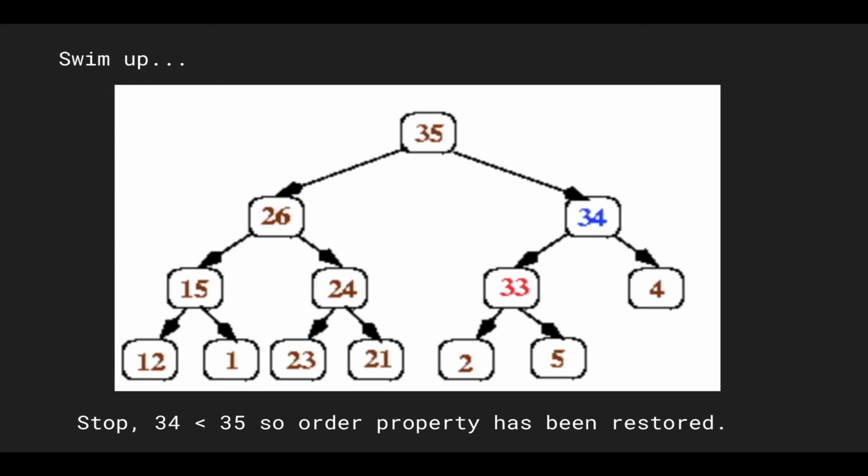So we swim up and we swap 34 with 33, and now we're good because 34 is not greater than 35, so our order invariant has been restored. So this is now keeping the first invariant and second invariant. It satisfies those two invariants. We have a complete binary tree and we have the order invariant such that each node is greater than all of its children because this is a max binary heap.